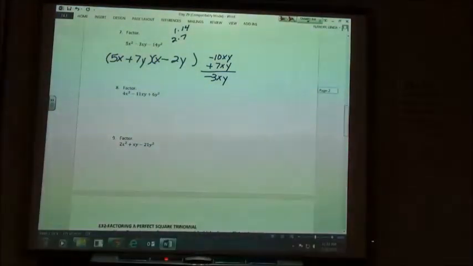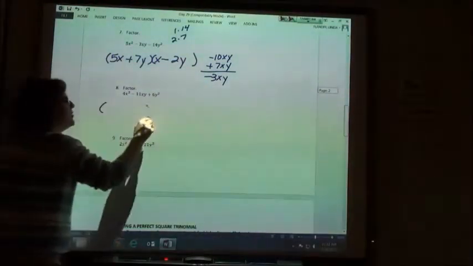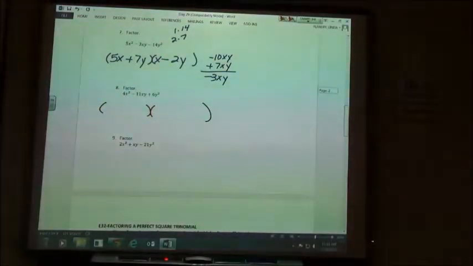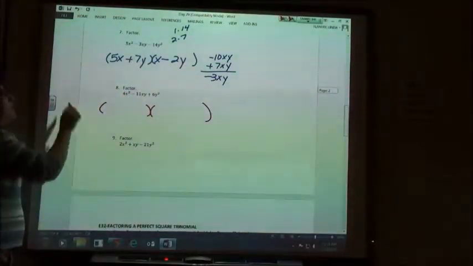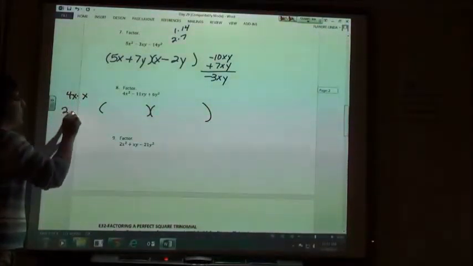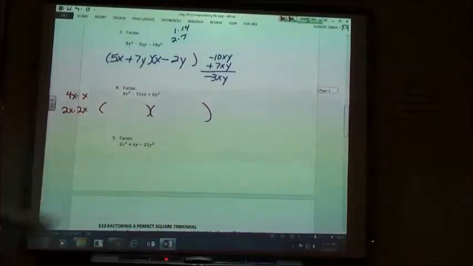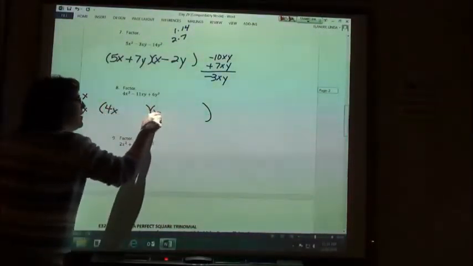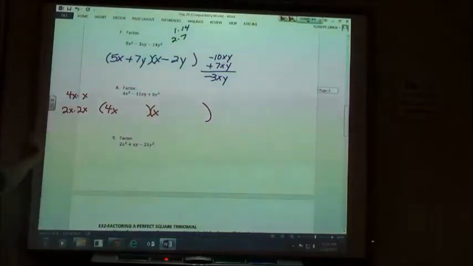Number 8, I'm factoring again. I'm going to have my two sets of parentheses. This is a trickier one again because I don't have a prime number in front. 4x squared could be 4x times x, but it might be 2x times 2x. And again, I'm just going to start with the 4x and the x. If that doesn't work at all, I'll have to go to the 2x and the 2x.